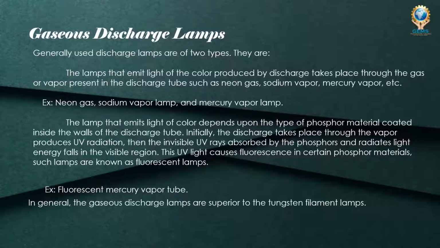That is the example. So here two kinds of discharge lamp we are using. In the sodium vapor lamp and mercury vapor lamp, we have no need of any coating. Directly we will get the visible region light. But in the fluorescent lamp, that UV light is the cause of fluorescence, and then it will be absorbed by the phosphor, and then it will radiate the visible region energy.